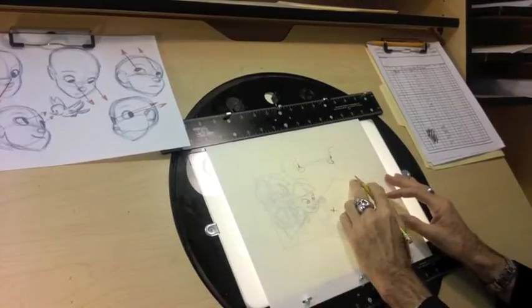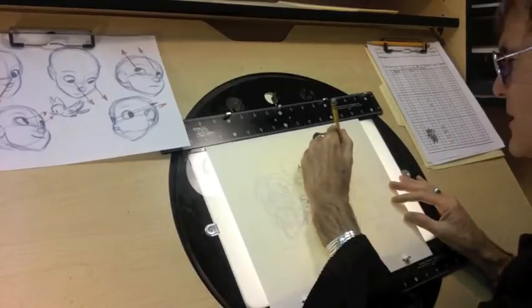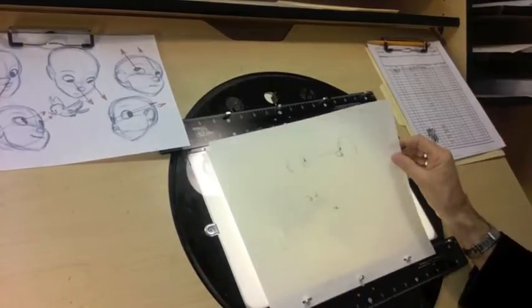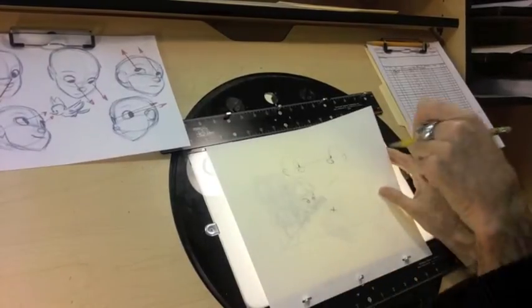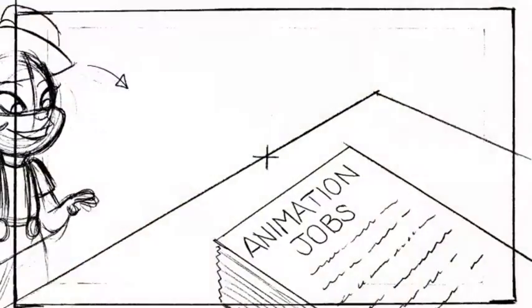Even though they have big noses, they're not looking at the noses, they're looking at the eyes. Anyway, so that's kind of a very basic rule of thumb to get those eyes to really focus on what they need to focus on.